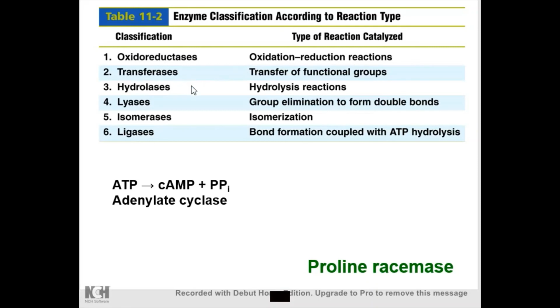Transferases, some of them we already learned. One transferase is DNA polymerase. It's a nucleotidyl transferase. Other transferases that are going to be mentioned in this class are protein kinases, enzymes that transfer a gamma phosphate group from the ATP molecule onto proteins.